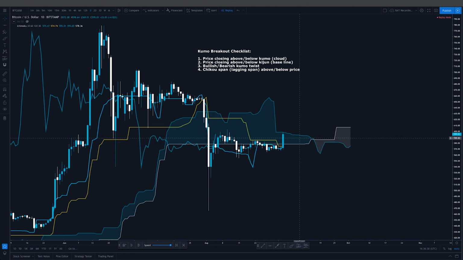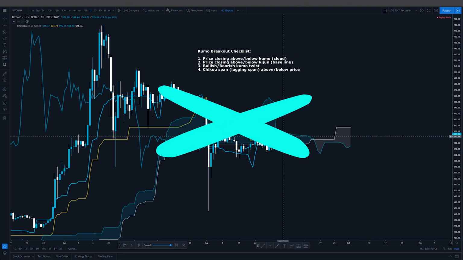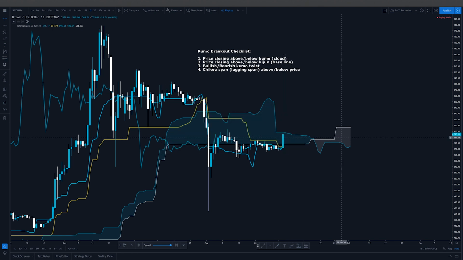First of all, price is above the Kijun, yes. And like we said, it's not above the cloud. It's actually inside the cloud currently, and we do not have a bullish twist. But Chikou span is above the current price, right? So Chikou span at 595, and if we look down, 576. Chikou span is above price.